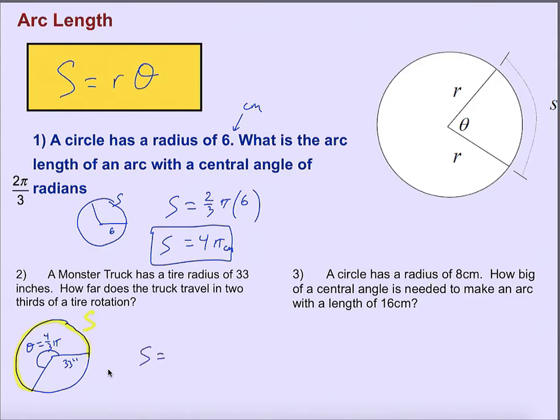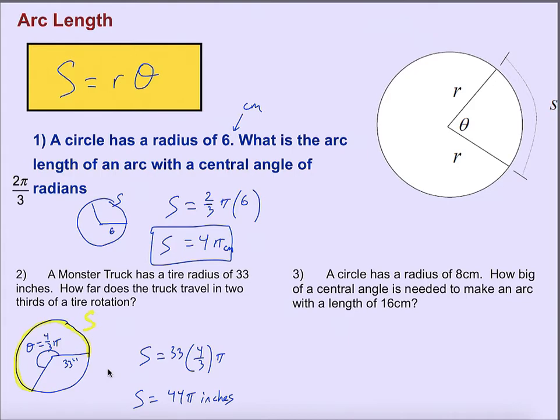So we can again use s equals r theta, 33 times 4/3 pi. And again, notice that we'll have a pi in our answer for length, which is a little bit weird, but that happens a lot. The 33 over 3 we can reduce to 11, so 44 pi inches.